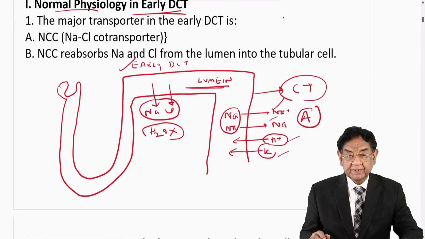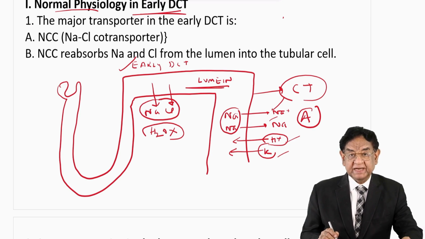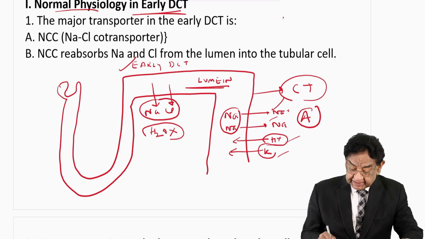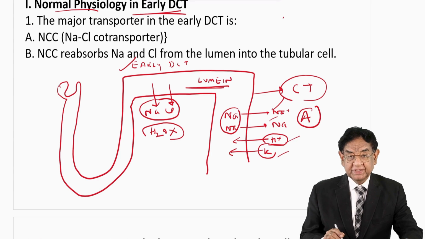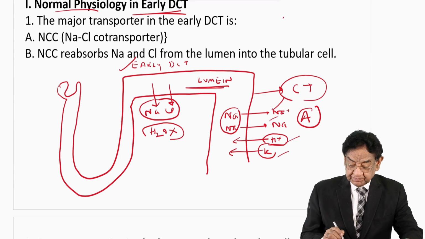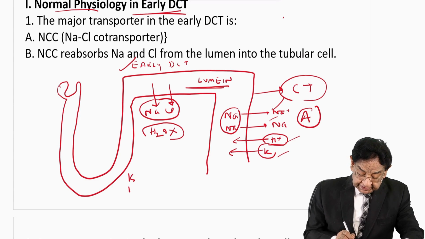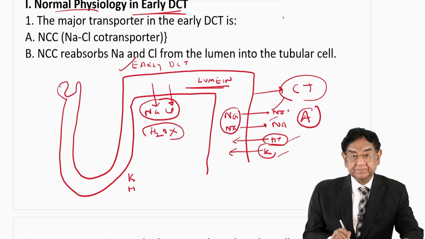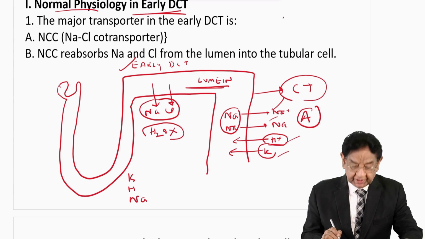Now I have a question for you. Write down the answer in your copy. This potassium goes out via which channel? And which cell secretes H ion? And sodium is reabsorbed by which cell? So there are three questions for you. Quickly write down the answer. First question, potassium goes out via which channel? Second question, H ion is secreted by which cell? And sodium is reabsorbed by which cell? Quickly write down.